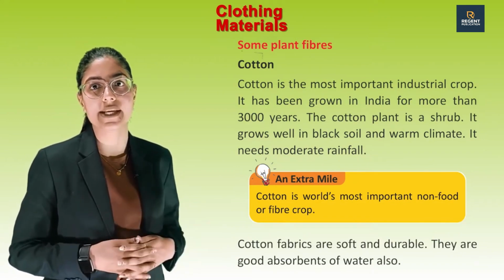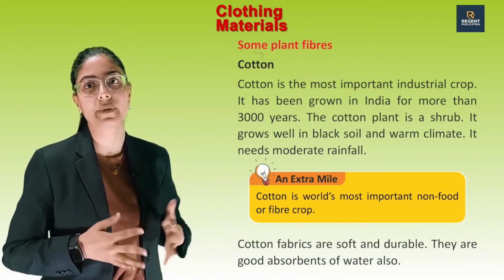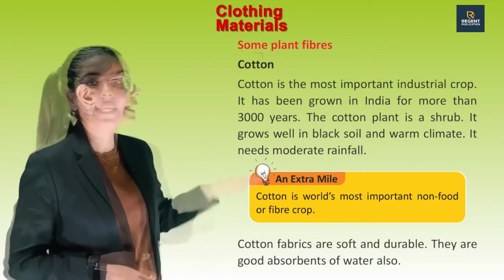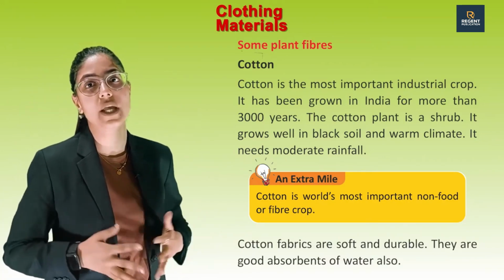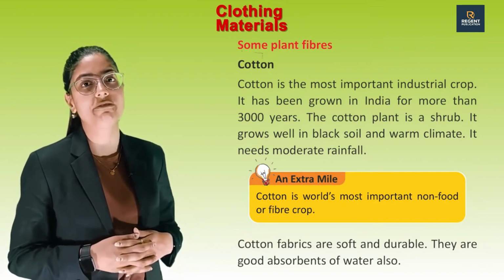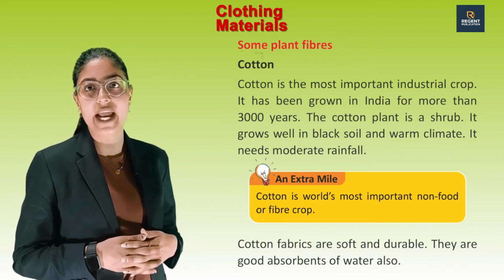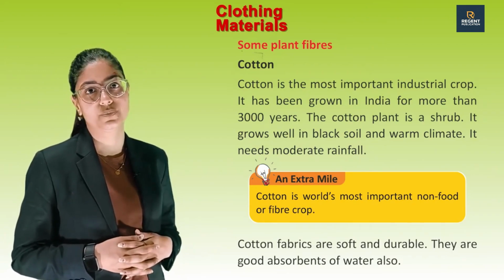The cotton plant is a shrub. It grows well in black soil and warm climate. It needs moderate rainfall. Let's see an extra mile. Cotton is the world's most important non-food or fiber crop. Cotton fabrics are soft and durable. They are good absorbents of water also.